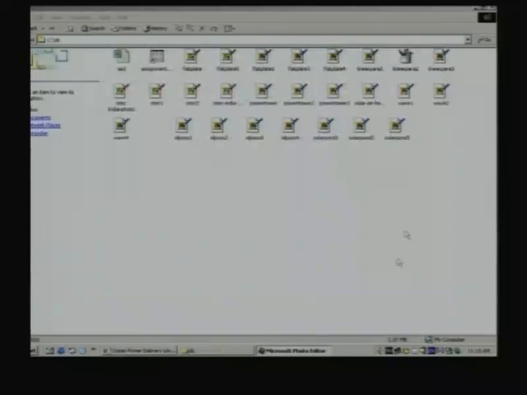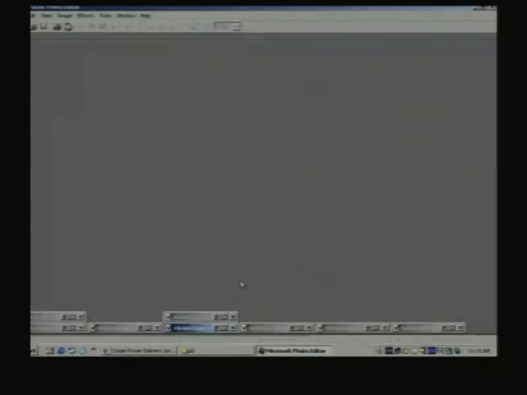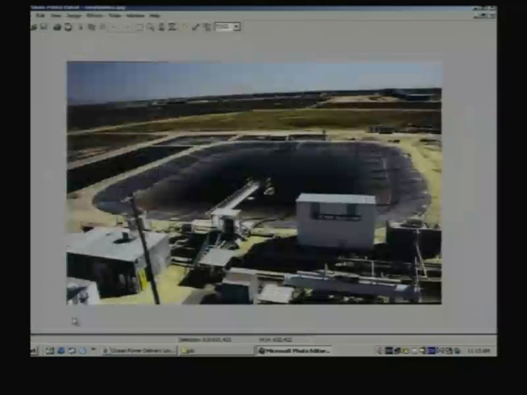This can be now deleted. Okay. Here is a picture of the El Paso facility. Can you see? Is it visible now clearly? Yes.